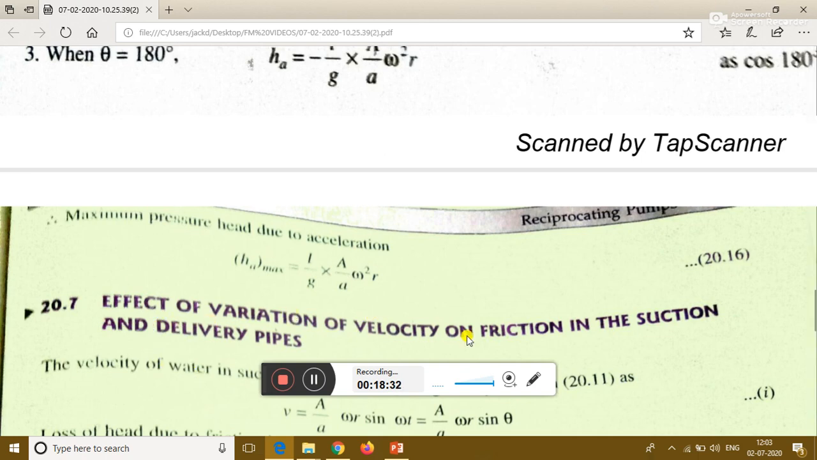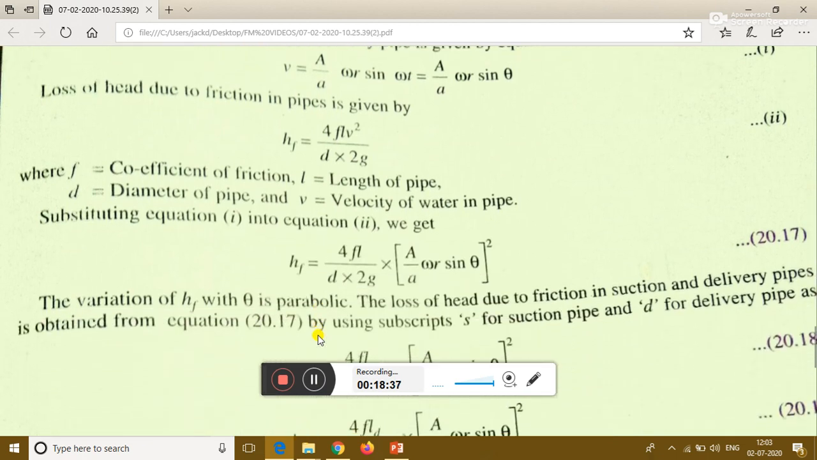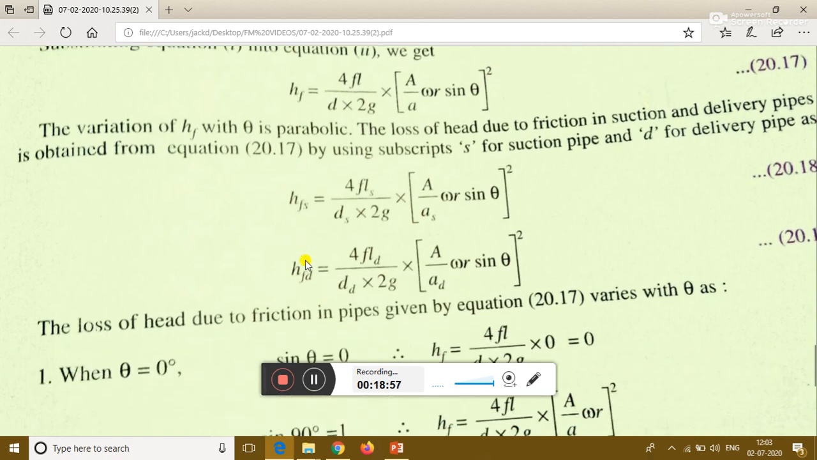So this is the effect of variation of velocity on friction in the suction and delivery pipes. So we have to talk in terms of pipes. So h_f, you substitute, it will become, instead of V you substitute A by a omega r sin theta, h_f equal to 4 f L by D into 2g into the square of capital A by small a into omega r sin theta. So the variation of h_f with theta, since it is a square term, will be parabolic. The loss of head due to friction in suction and delivery pipes is obtained using this equation.